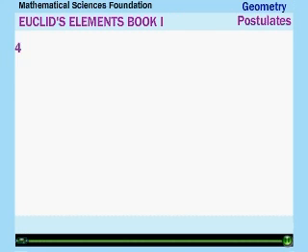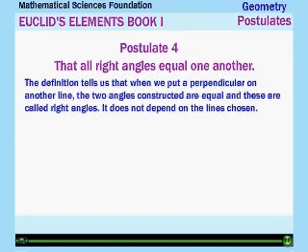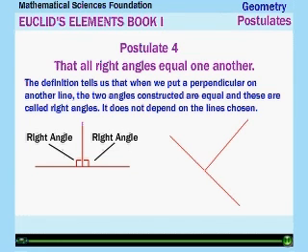The fourth postulate tells us that all right angles are equal to one another. The definition tells us that when I put a perpendicular upon another line, the two angles constructed are equal, and these are called right angles. It does not depend on the lines chosen. That is what the fourth postulate tells us.